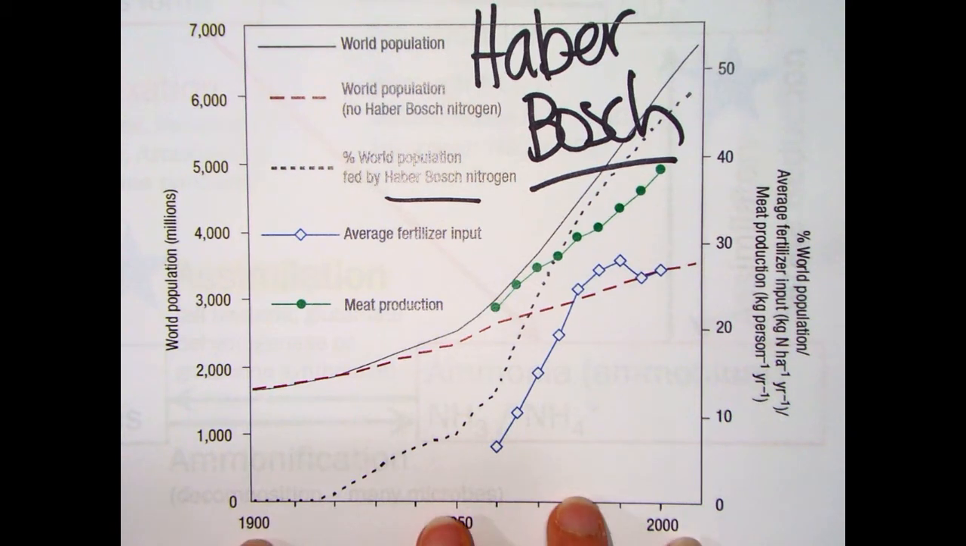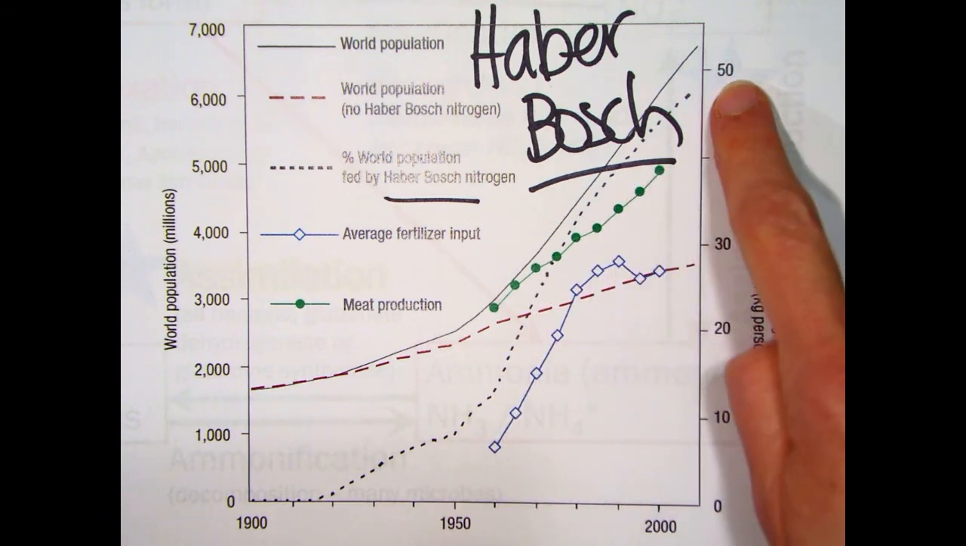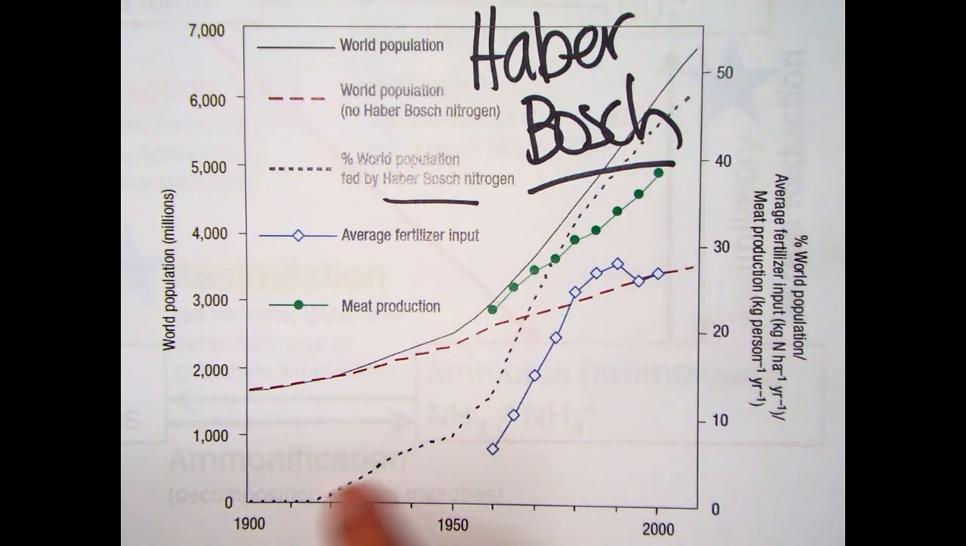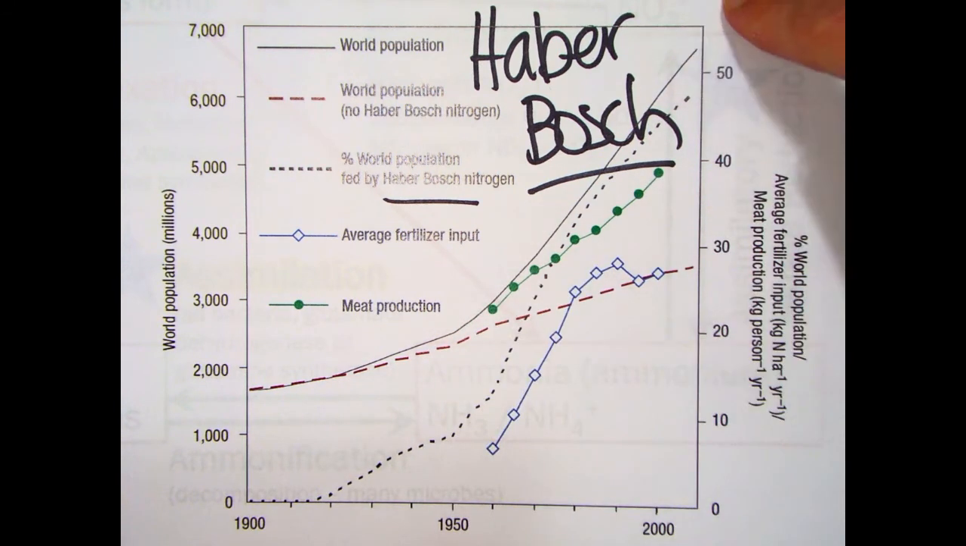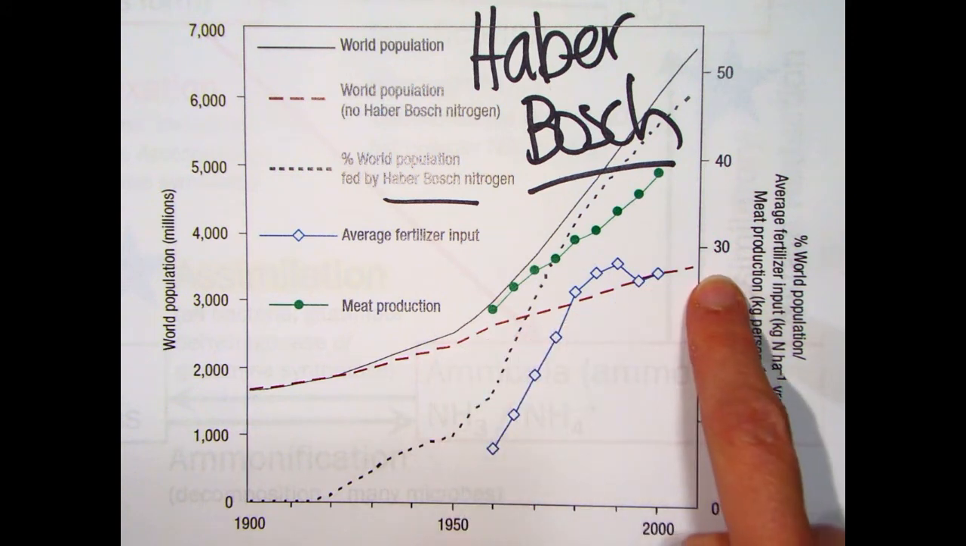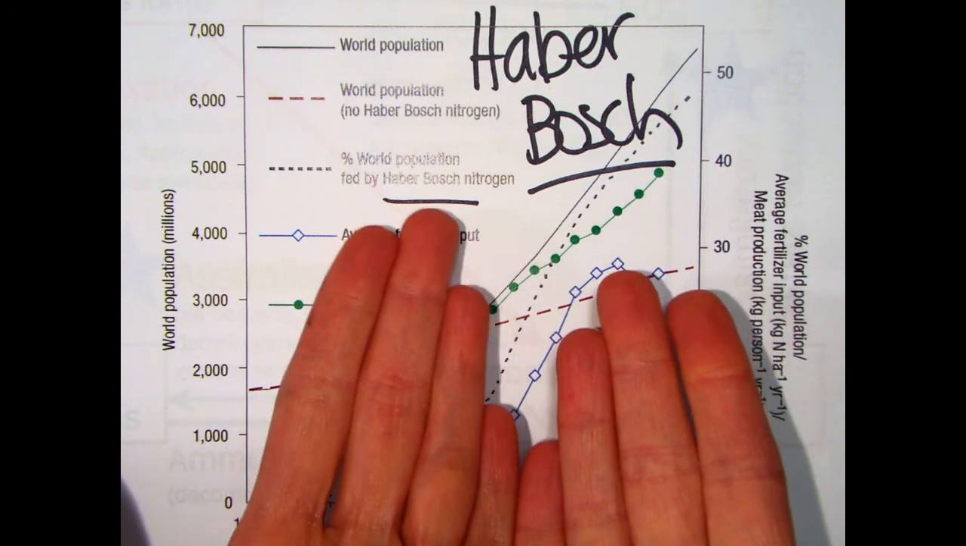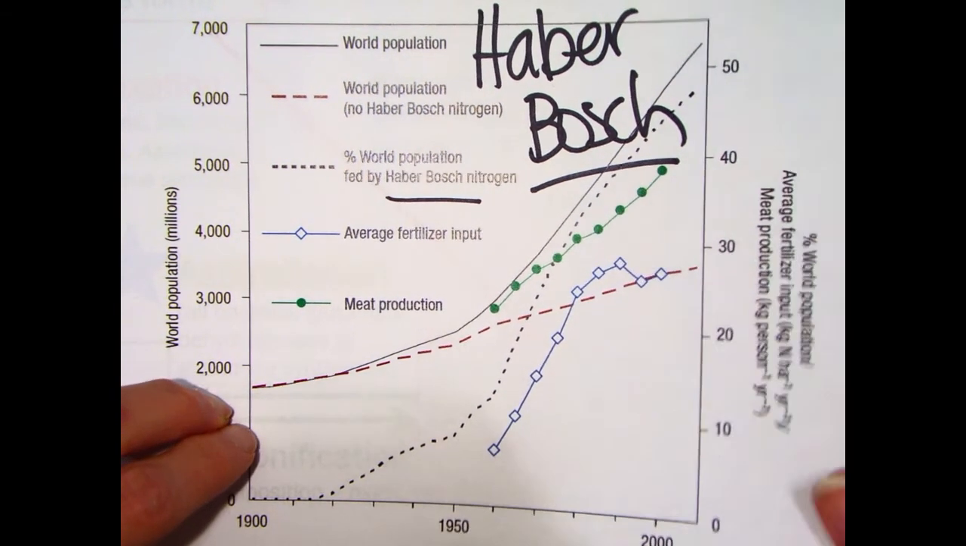And what I think is super cool about this process, which happened in the early 1900s, is that this dotted line is the percent of the world's population fed by Haber-Bosch nitrogen, and you can see that as it goes up, the population growth rate goes up. This dashed line here is the estimated population if there was no synthetic nitrogen, and then this is meat production because, of course, meat animals like cows and chickens and whatnot eat lots of plants. And so in order to grow lots of plants, you have to fertilize them. And fertilizer, Haber-Bosch process. So super important.